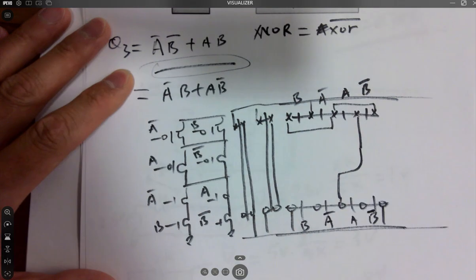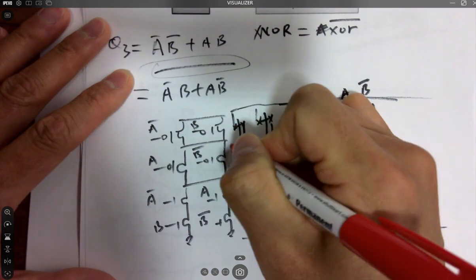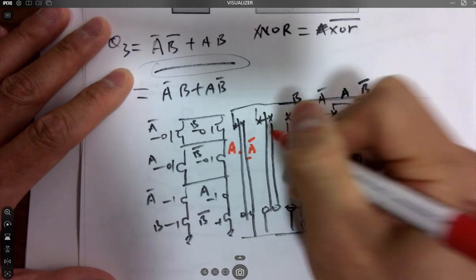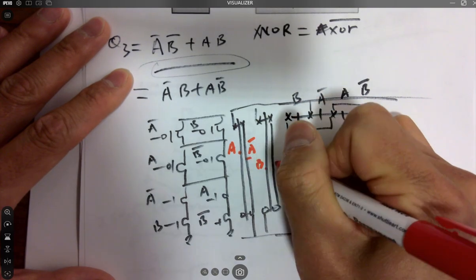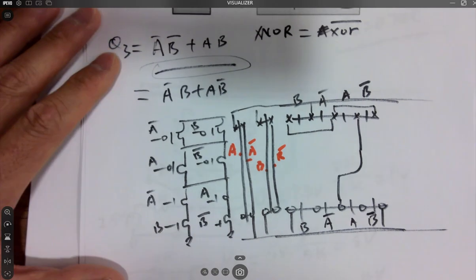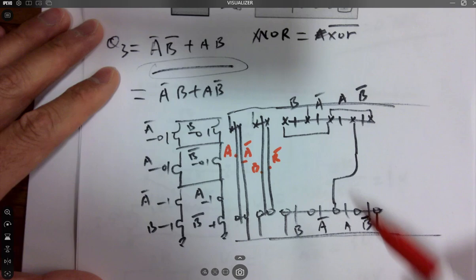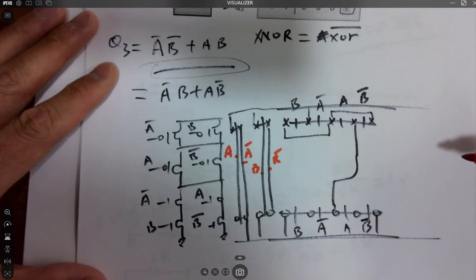Okay, so put an A here. So I got an A naught. You put a B here. This will be B naught. Okay. And if you have different colors of markers, you can make certain connections. But I think this will be good enough.